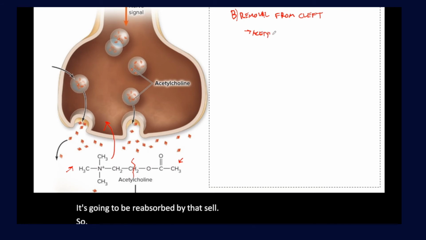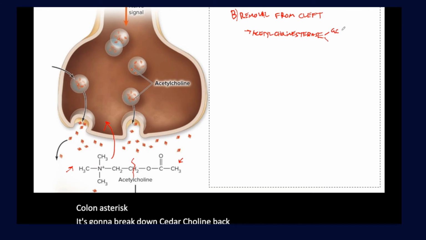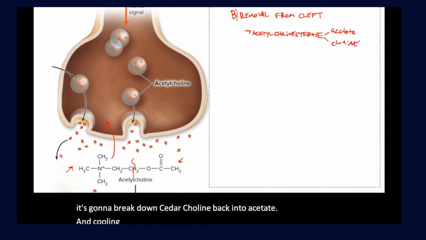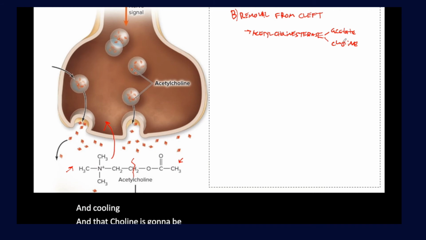Acetylcholinesterase is going to break down acetylcholine back into acetate and choline. And that choline is going to be reabsorbed.